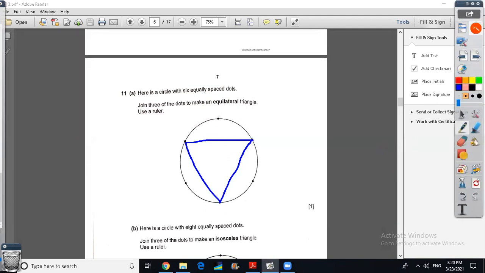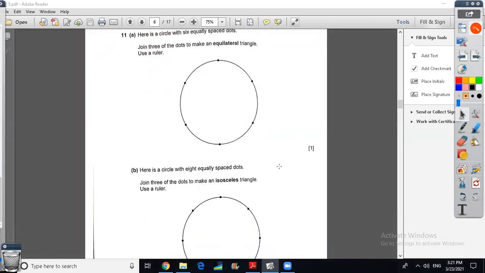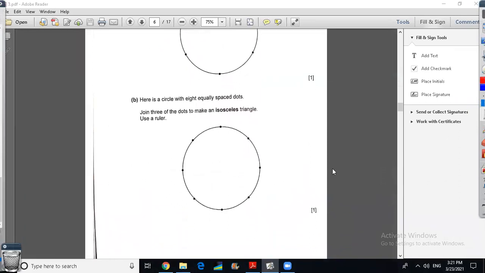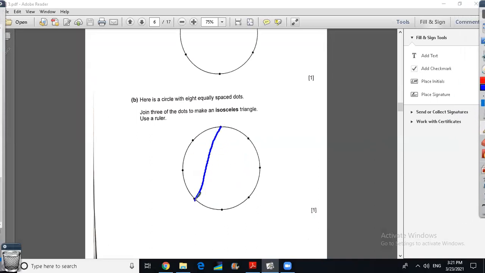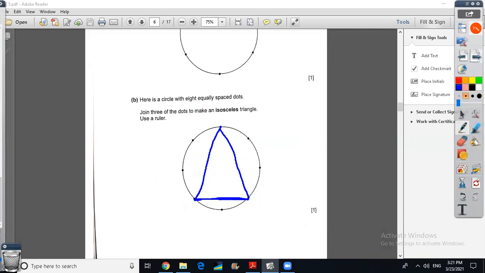And what is the other one? Let's go down. Here, they want isosceles. Isosceles has two sides that are equal. So if you do this, of course, with a ruler, connecting these three vertices, these 3 points, it is going to look like a proper triangle. Now, it looks like a hill, which is not a triangle at all. All right, so here it is. This is going to be isosceles.